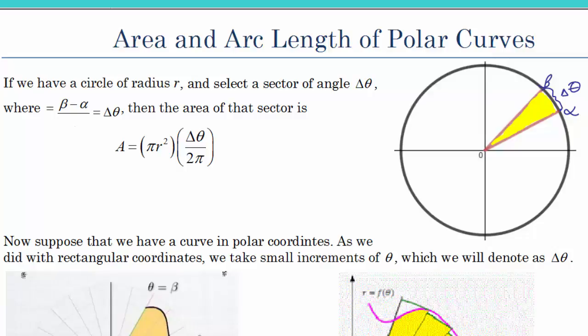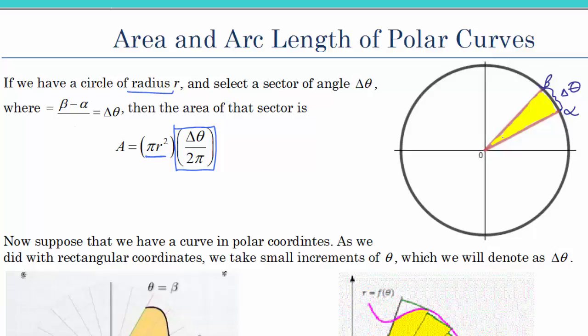How do we find the area of a polar curve? Well, it goes back to finding the area of a sector of a circle. If we have a circle of radius r and select a sector of an angle, delta theta, where this delta theta is the change in angle from beta to alpha, then the area of the sector is given as the area of the whole circle multiplied by the fraction of that circle.